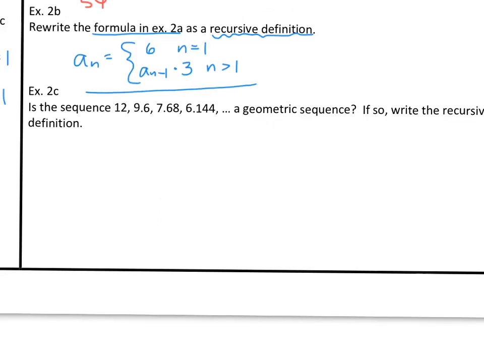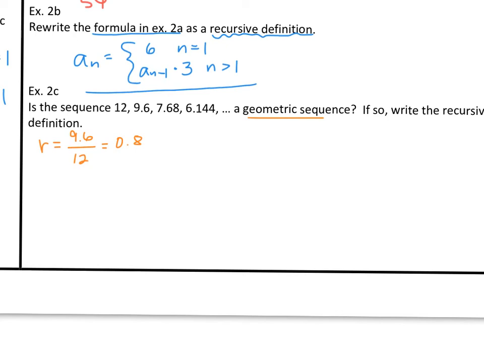Here's our final example for today. Is the sequence 12, 9.6, 7.68, 6.144 and so on a geometric sequence? If so, write the recursive definition. To test if something's geometric, we go back to that r value like we did before. Take the second term divided by the first term. If we take 9.6 divided by 12, we get 0.8. That's the second term divided by the first term.